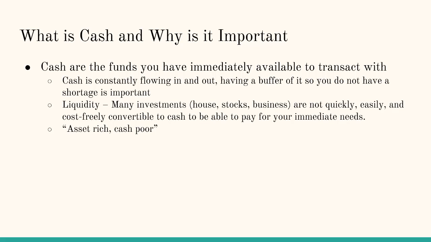A concept that we use related to cash is liquidity. Many investments, such as a house, stock, or business, are not quickly and easily convertible to cash. So you can't use those assets to pay for immediate expenses. For example, to sell a house, you have to list it on the market. It takes time for a buyer to come around and make an offer, and then it takes a couple of months. It could take 3 to 6 months to sell your house. If you had an expense that was coming up right away, it would be pretty slow to use the money from the sale of your house to pay for it.